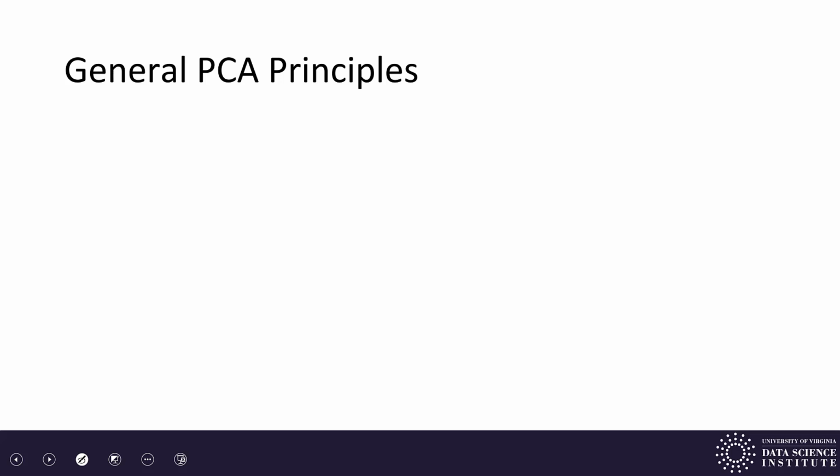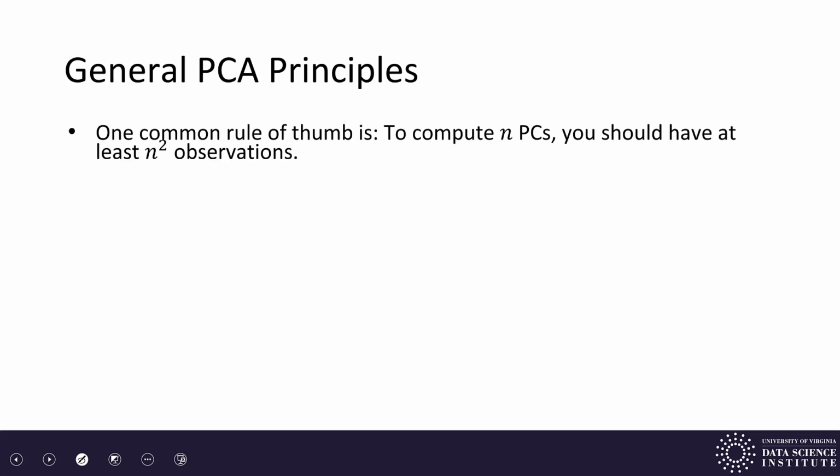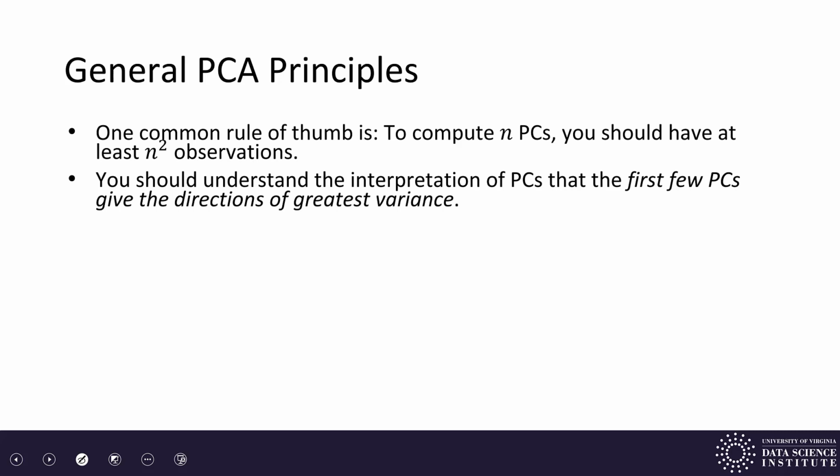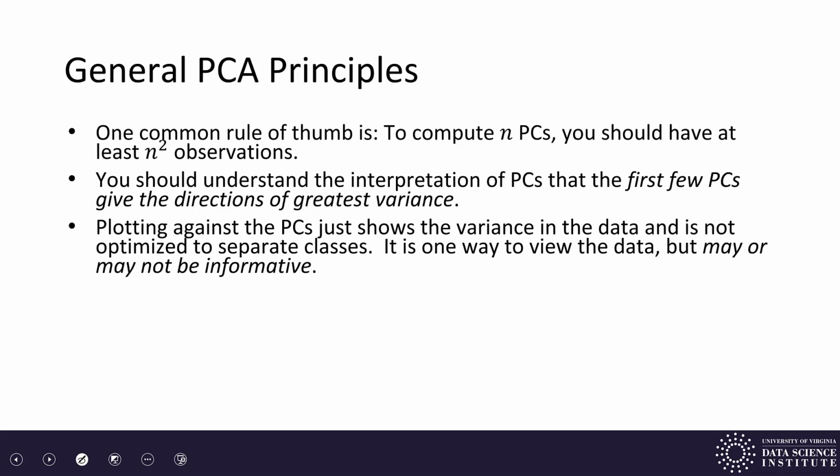So, general PCA or principal component analysis principles. First, as a common rule of thumb, if you're going to compute n principal components, you should have at least n squared observations. There's other things that will increase the number of observations you need higher, but this is just a back of the envelope type of estimation people use. You should understand the interpretation of the PCs, that the first few PCs give you the directions of greatest variance. And plotting, another thing that's important to remember, plotting against the PCs, or the projection into the space spanned over the PCs that we looked at, it shows the variance in the data, but it doesn't always show you class separation.